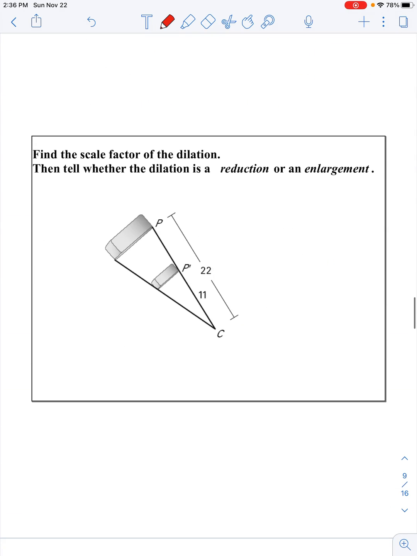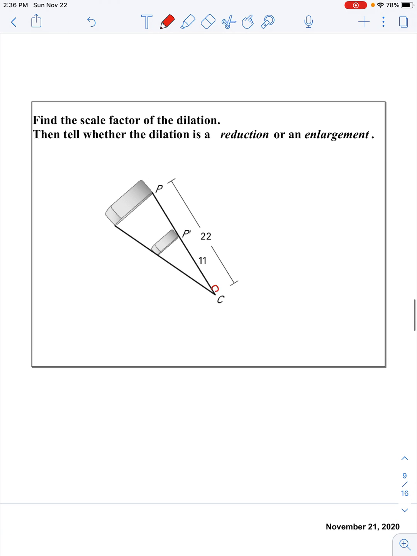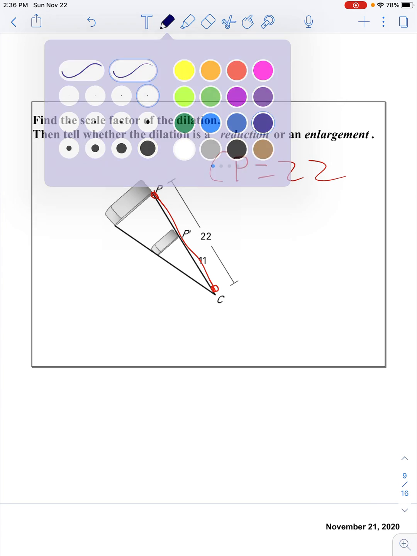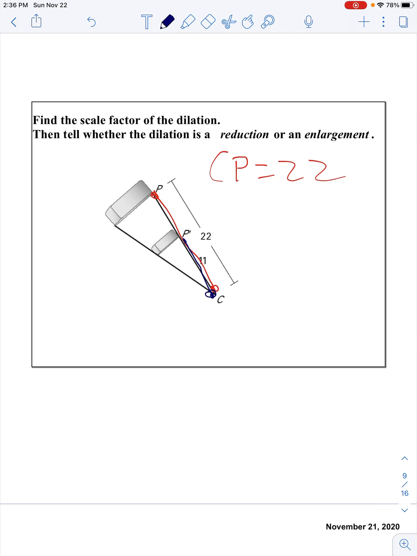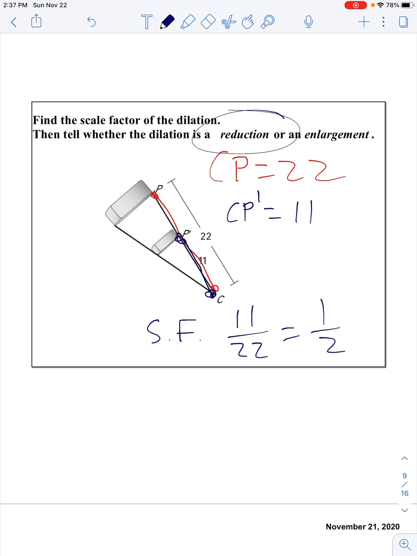Looking at our second one then, it says find our scale factor. So now my C to P is 22. My C to P prime is 11. So new over old for your scale factor, it is 11 over 22, which reduces to 1/2, which would make it a reduction.